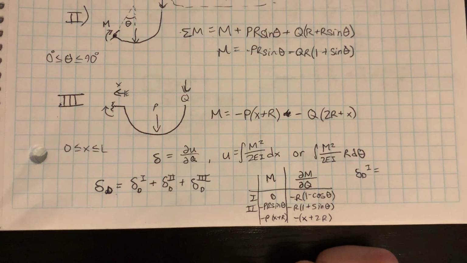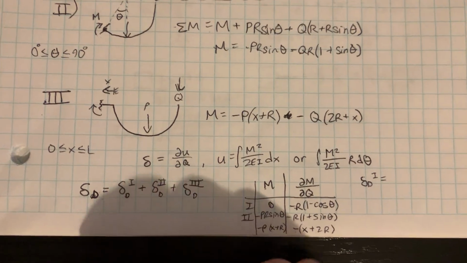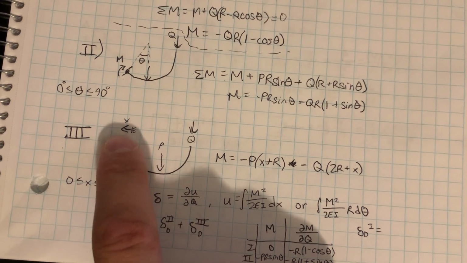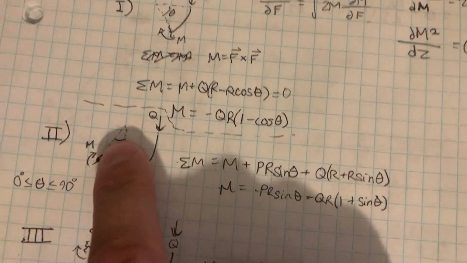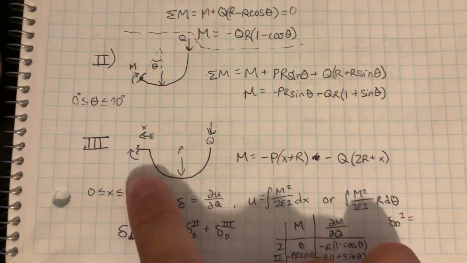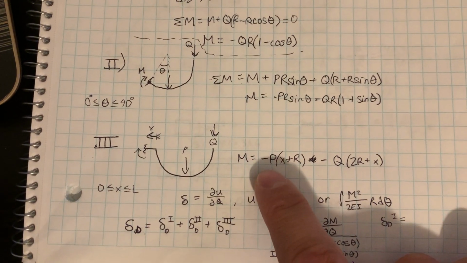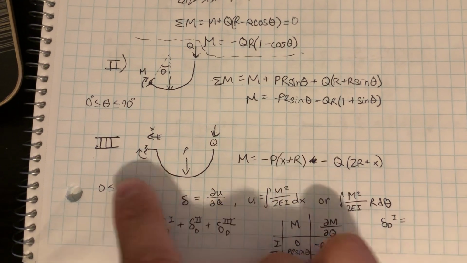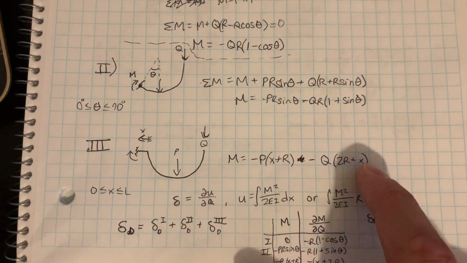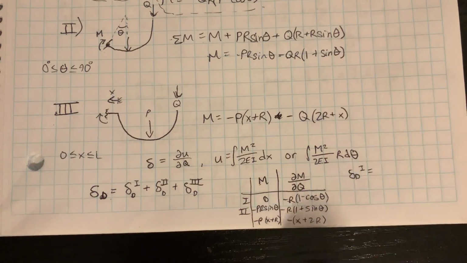So then we move on to the third segment, and this time we're at a linear portion, so we can take it in x and not in theta, which is what we did up here. We used this theta here and this theta here. Now we can do it in x, and we can say this moment, M, is equal to minus P times (x plus R). We have the x plus the radius, and then minus Q times (2R plus x). And that's our moment there.